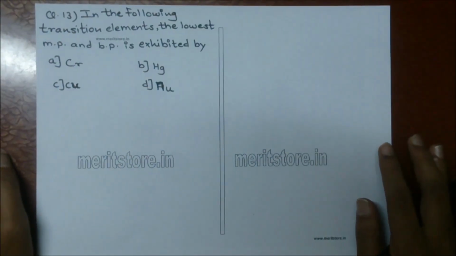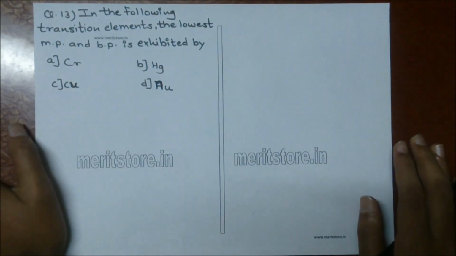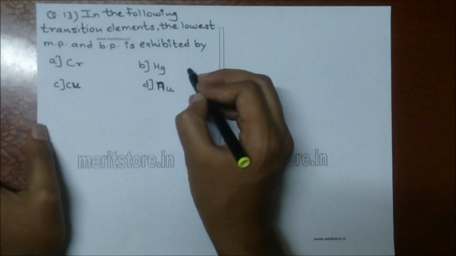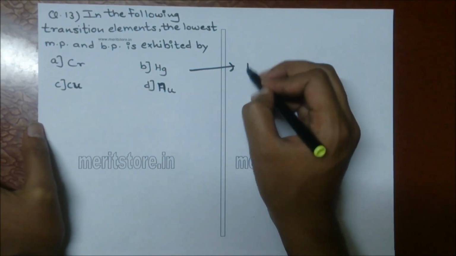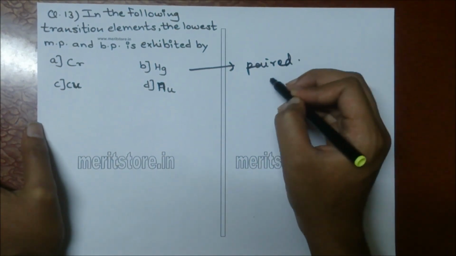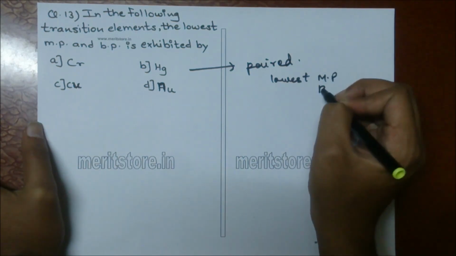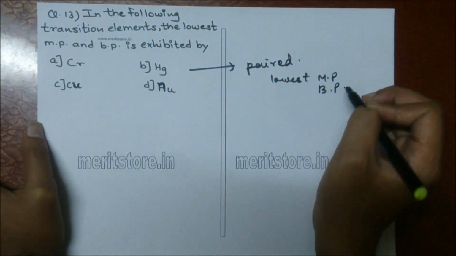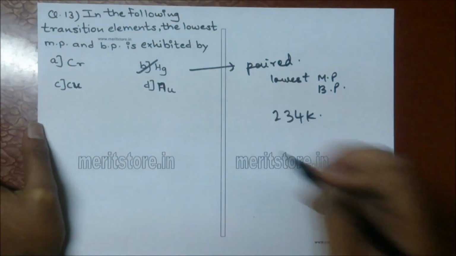Question number 13. In the following transition elements, the lowest melting point and boiling point is exhibited by A chromium, B mercury, C copper, D gold. Of all these, mercury does not have any unpaired electron. So all the electrons are paired in mercury. So it will have the lowest melting point and boiling point. That's why it is liquid at room temperature, with melting point 234 Kelvin. So option B is the correct answer.